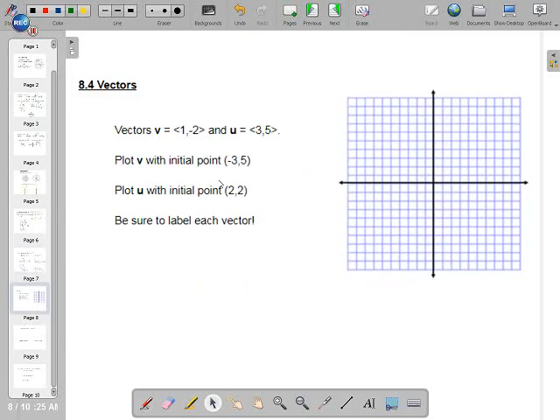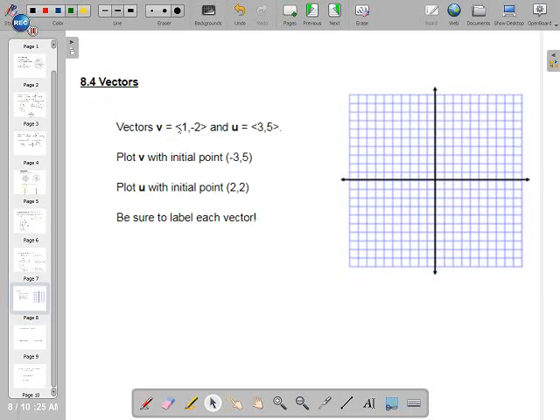Vectors. So, magnitude and direction. Vectors v, 1, negative 2, and u, 3, 5, but I want v from the initial point, negative 3, 5. So let's start with that. Start at negative 3, 5.